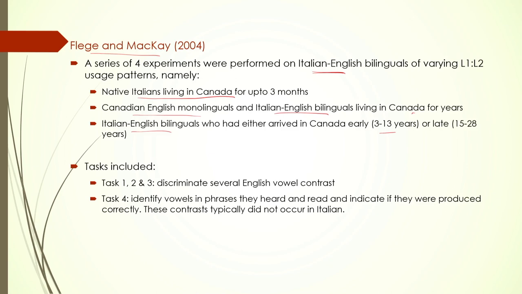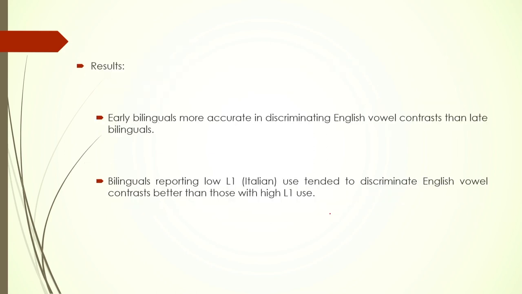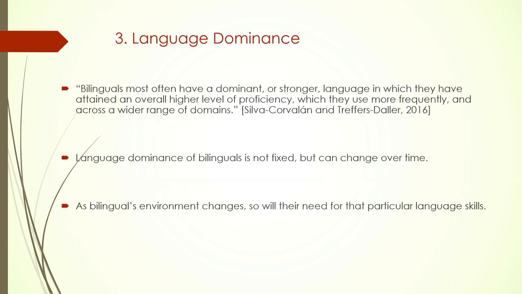Tasks 1, 2 and 3. Task 4 was to identify vowels in phrases that they heard and read and indicate if they were produced correctly. So this was a series of 4 tasks, and these contrasts typically did not occur in Italian. The results showed that early bilinguals were more accurate in discriminating English vowel contrasts than the late bilinguals, and bilinguals reporting low usage of L1 tended to discriminate English vowel contrasts better than those with high L1 use. So, if L1 use is comparatively less than your L2 usage, naturally you can expect a better discriminatory capacity in your L2. That is exactly what they found.